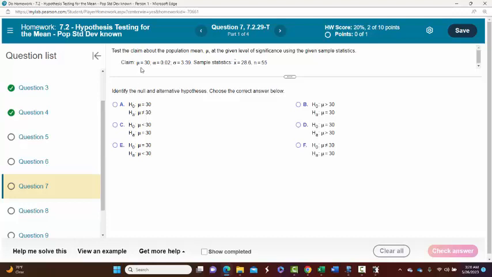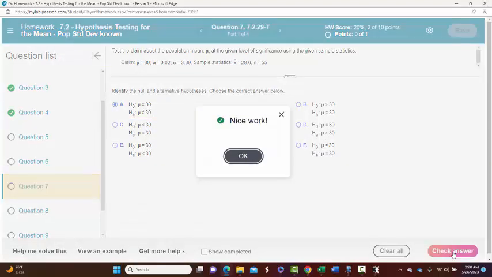Okay, here's the claim. Mu equals 30. Equals 30 has to be an H0, but its partner has to be not equal. So you see there's 2 others that have equals for H0, but they don't have not equal. They have less than or greater than. Wonderful.